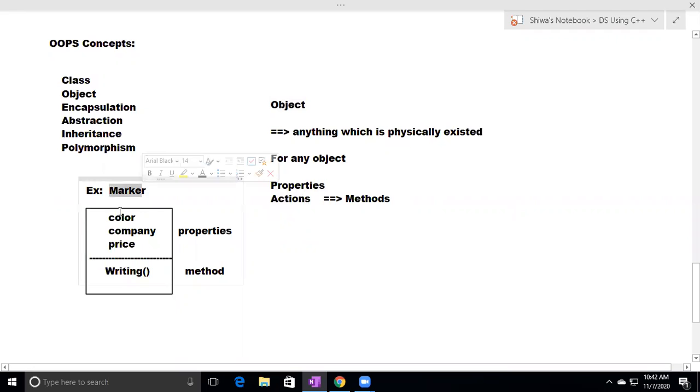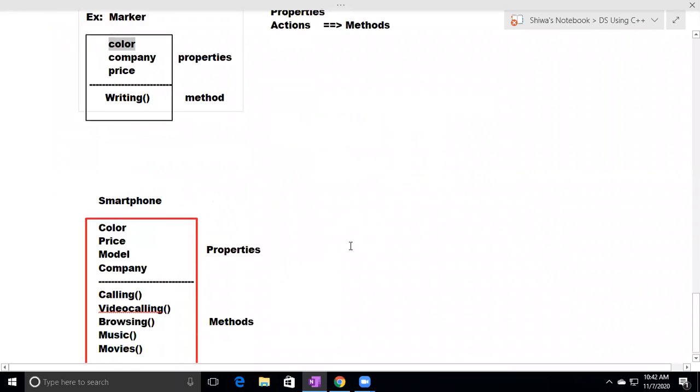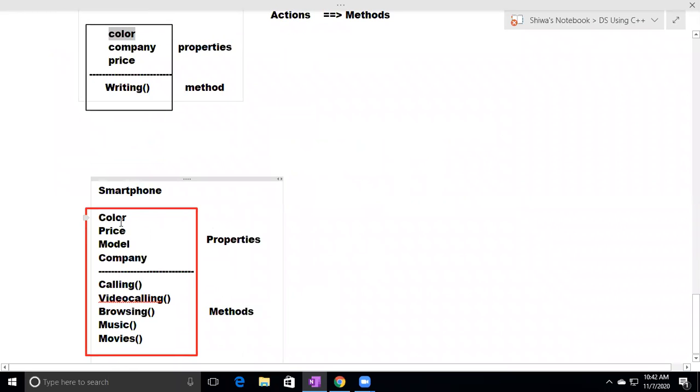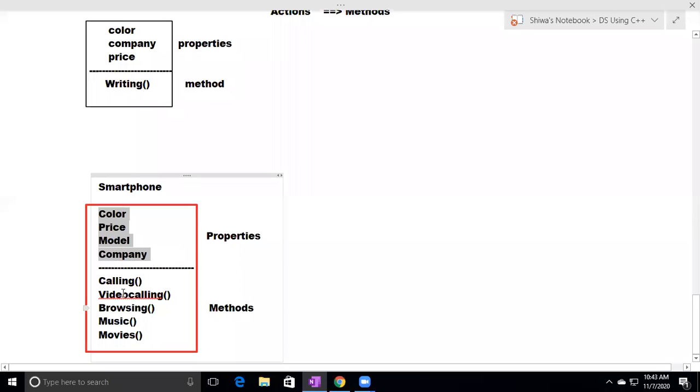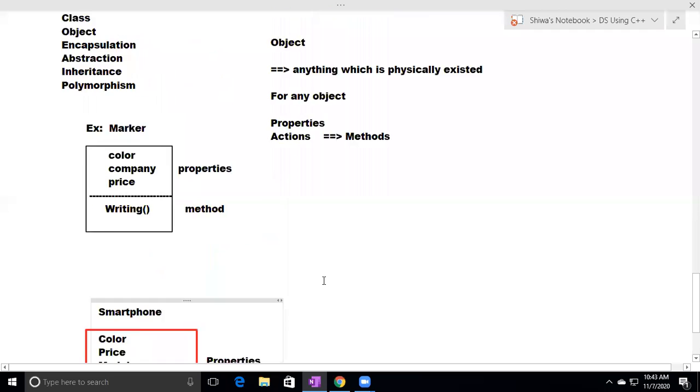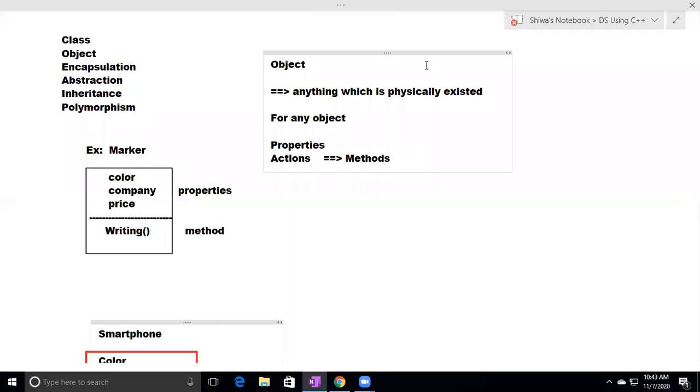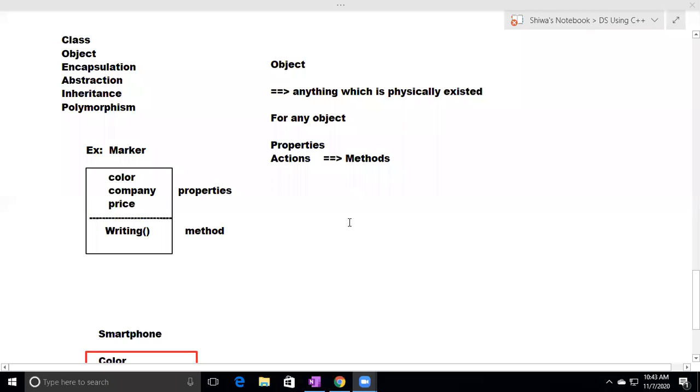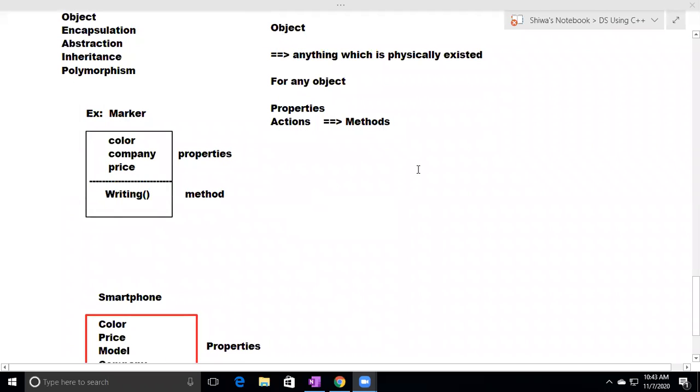Marker has properties like color of the marker, company name, price, weight of the marker. These are the properties. Why are we using marker? For writing on board, so writing is the method. For the smartphone, color, price, model, company, all these are the properties. We use it for calling, video calling, browsing, enjoying music, watching movies. These are the methods. So remember this one: for any object, some properties will be there, and that can be used to perform particular actions. This is a general concept.